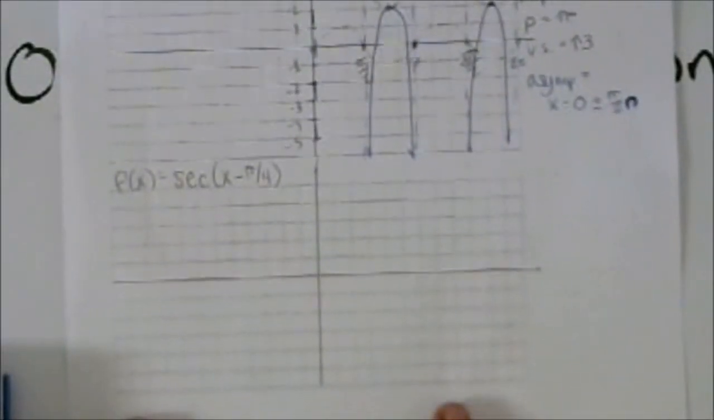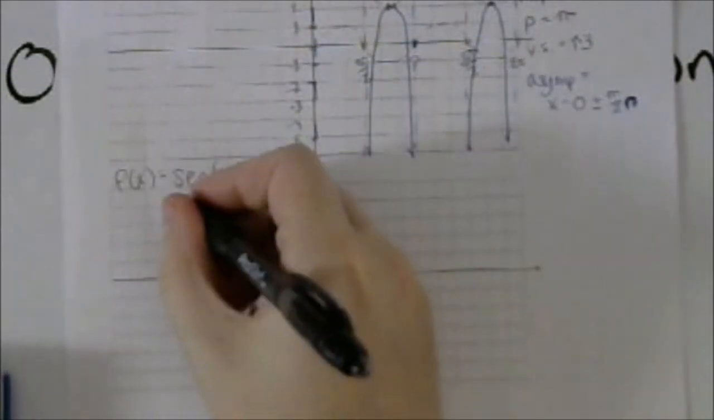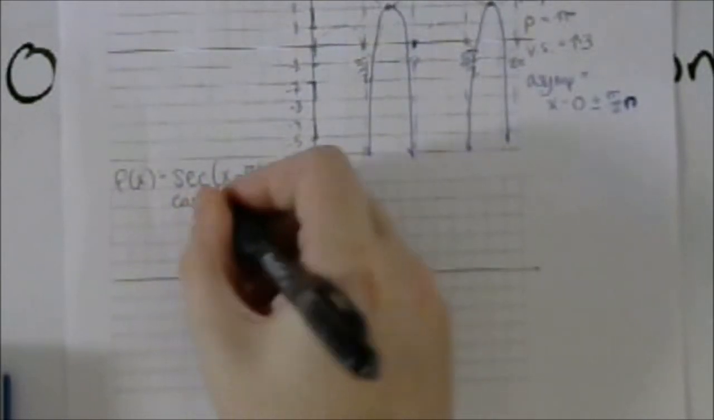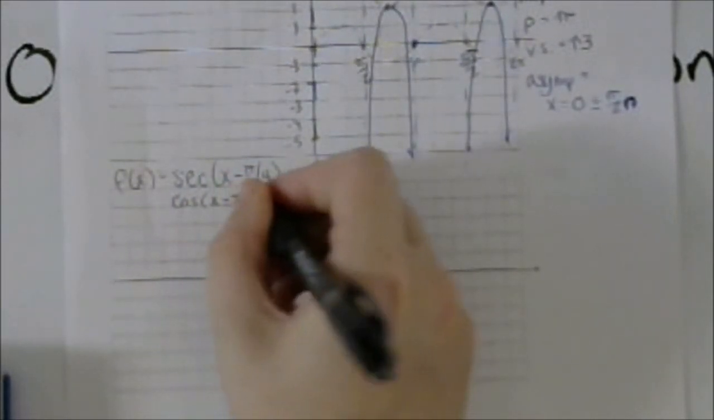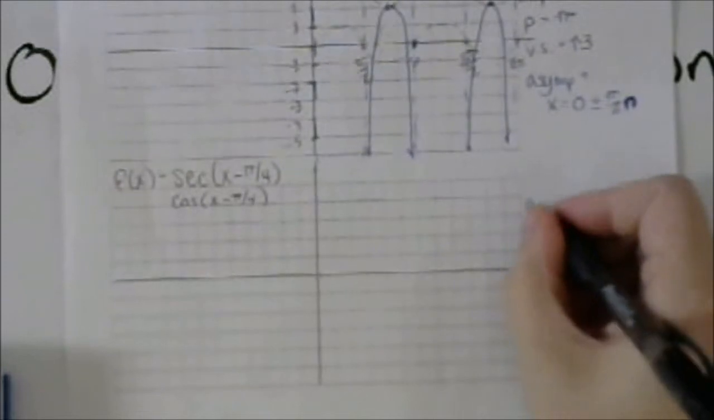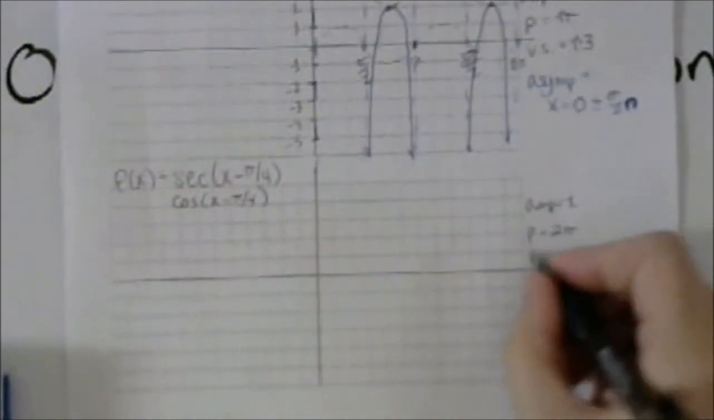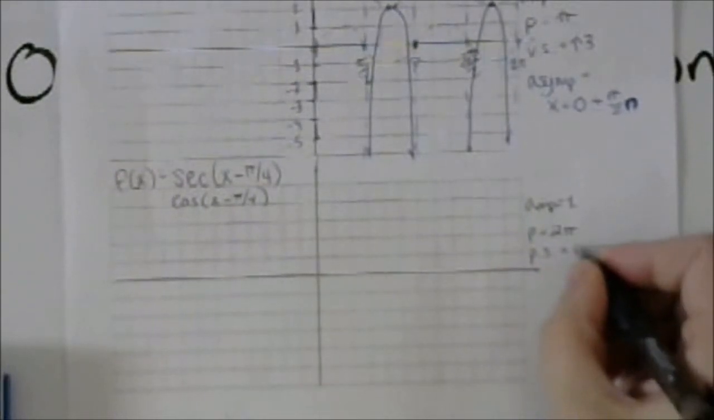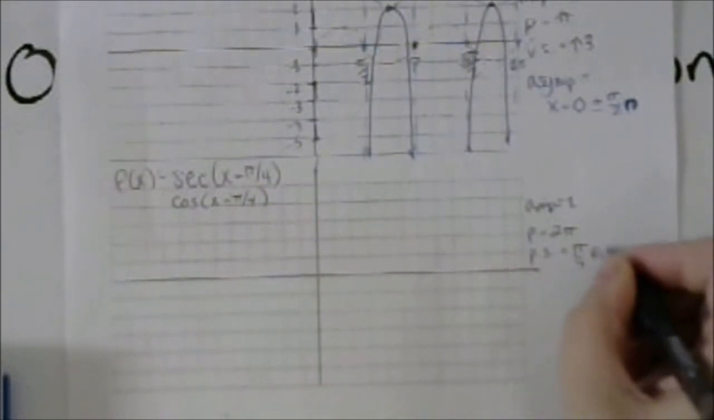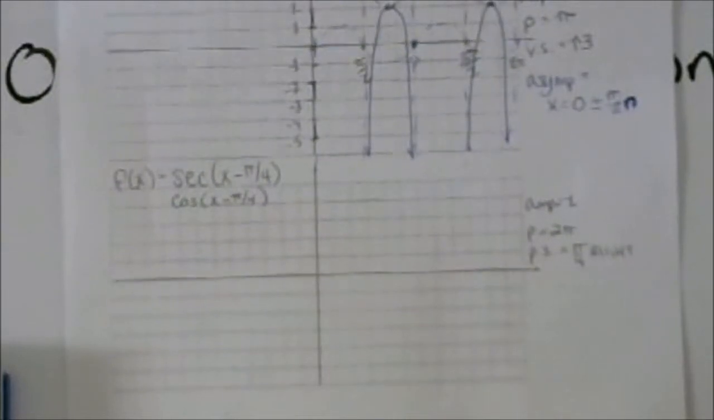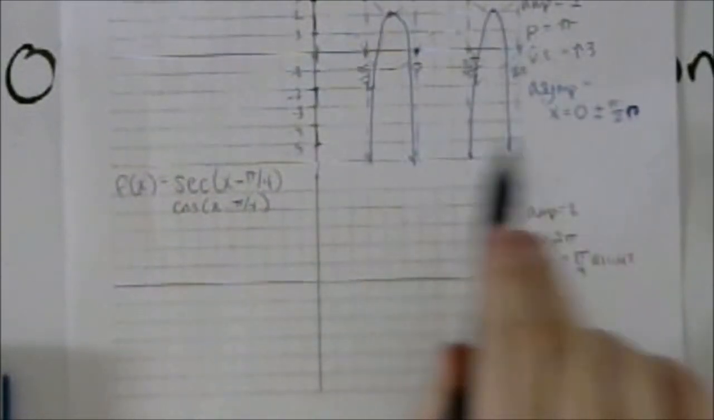For our last example, we're going to do a basic secant graph that has a phase shift and see how it changes our example, particularly the location of our asymptotes. To begin this graph, we need to do its reciprocal, which would be cosine x minus pi fourths. That tells me I have an amp of 1, a period of 2 pi, and a phase shift of pi fourths to the right.